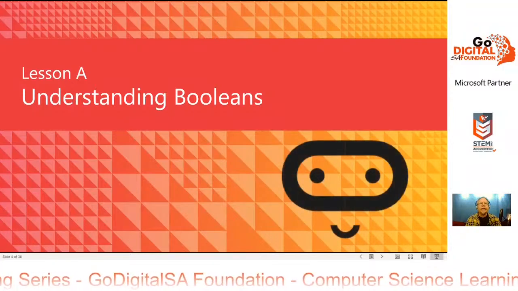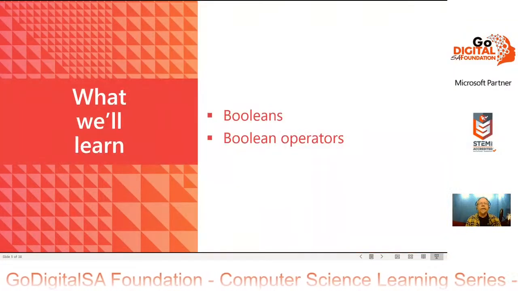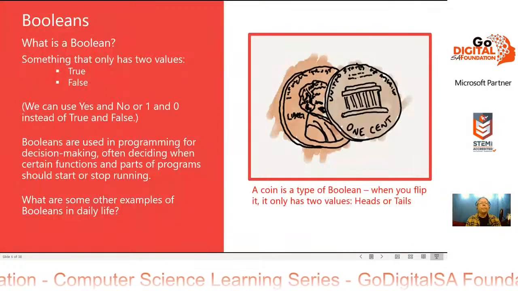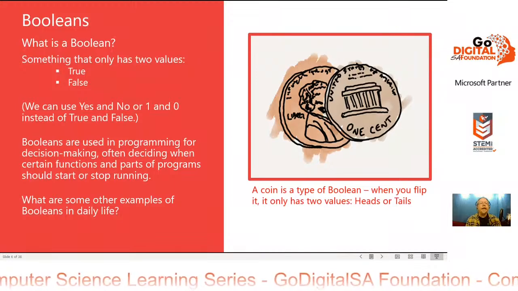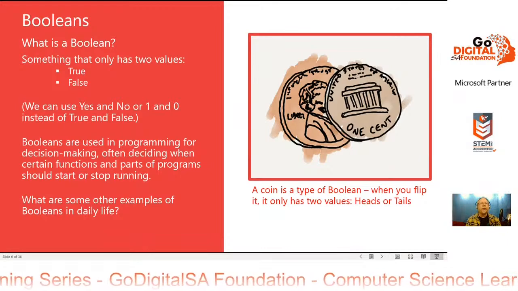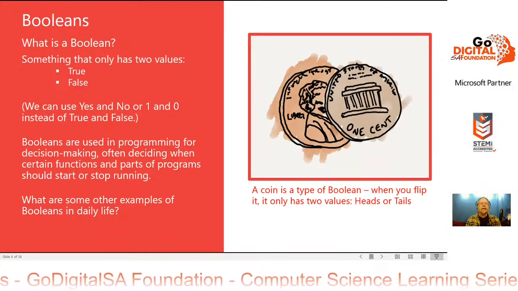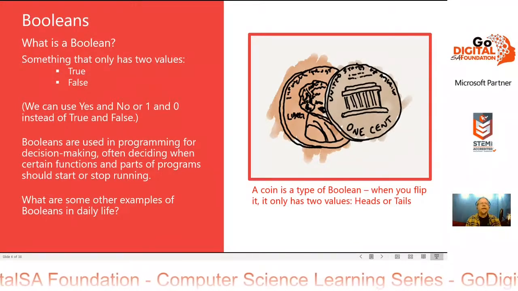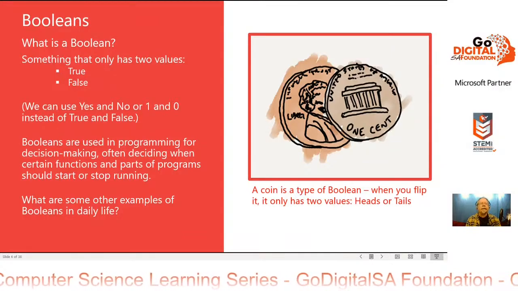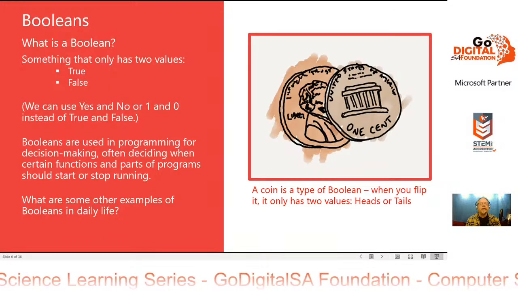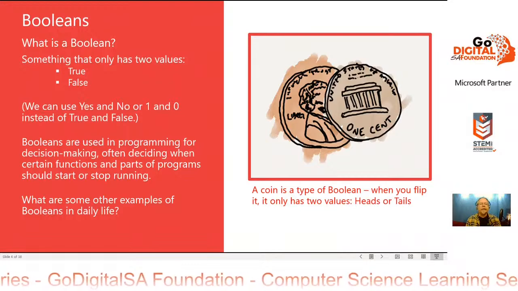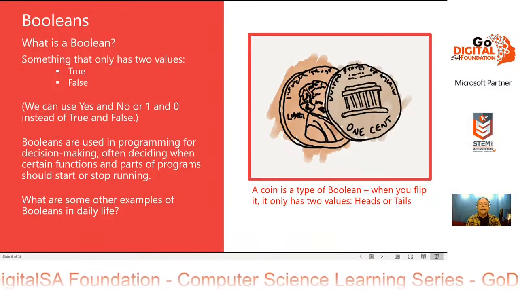Lesson A is Understanding Booleans. What we'll learn about Booleans and Boolean operators. So what is a Boolean? A Boolean is something that only has two values, either true or false. We can also use yes and no or 1 and 0 instead of true and false. Booleans are used in programming for decision making, often deciding when certain functions and parts of programs should start or stop running. What are some other examples of Booleans in daily life?